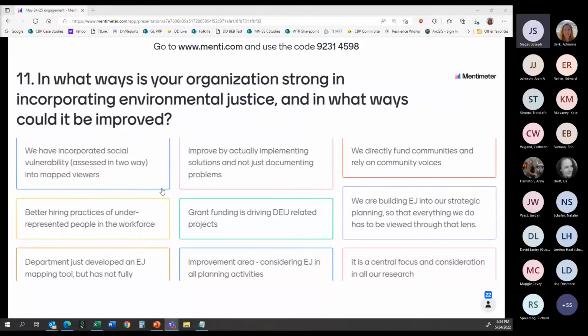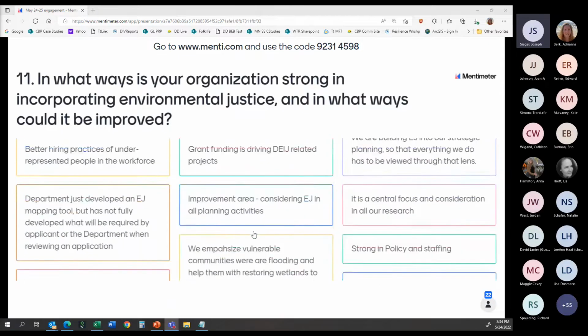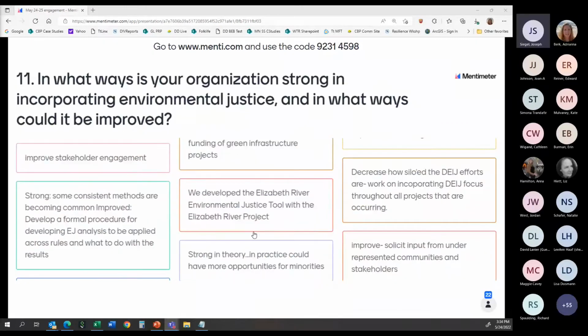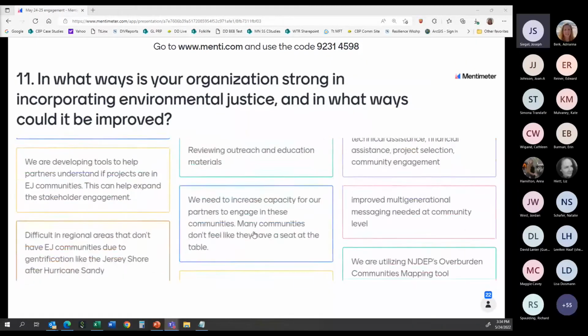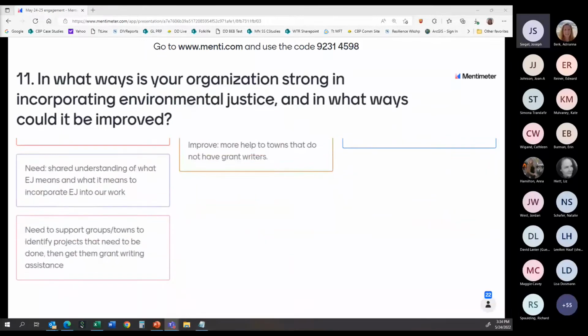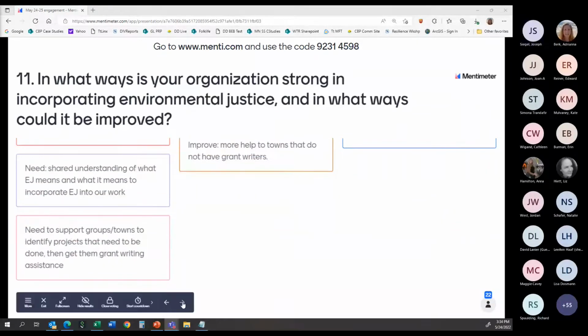What's great is we have people from many different kinds of organizations, and we're seeing exactly what they're experiencing within their organizations for the positive and also where we could see improvement. I think it's time to move on to the next Menti, Adriana.